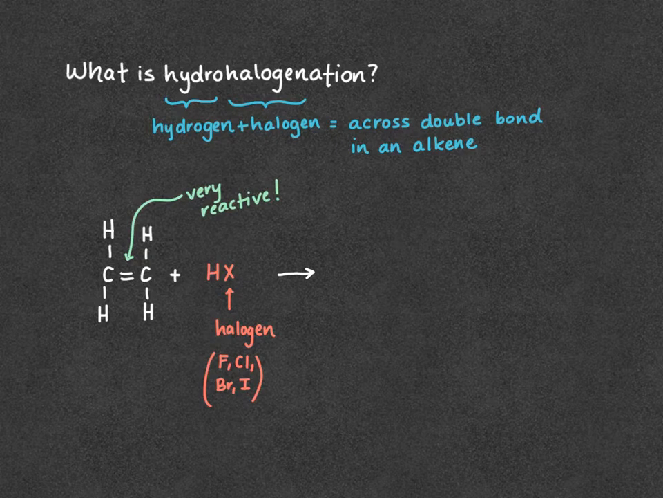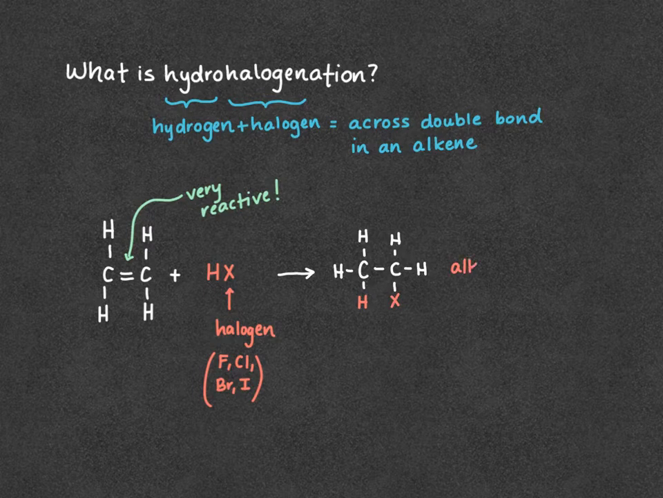And so what's going to happen is that HX is going to split apart, and one will go on one part of our double bond, and the other will go on the other. So our hydrogen will go onto one carbon, and our halogen will go on to the other. And our product is an alkyl halide. And in these reactions, you can break or you can get rid of one double bond for every mole of HX you add.